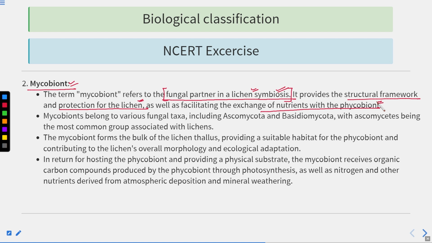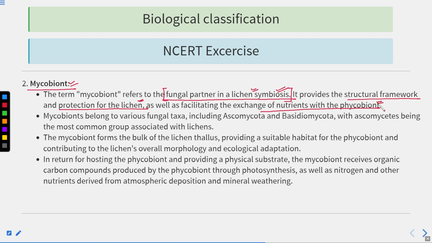phycobiont. So they are helping this phycobiont to get the exchange of nutrients. Okay, and they are also protecting, because they are keeping this phycobiont deep below the surface of the fungal component.